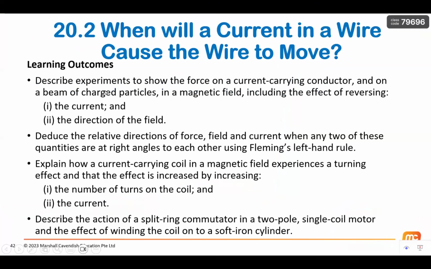Here we are supposed to use Fleming's second rule to deduce the directions of force, field, and current when any two of these quantities are at right angles to each other. We should also be able to describe an experiment to show that a force acts on a current carrying conductor or on a beam of charged particles. When charges move, they form a current, so it's either a current carrying conductor or a beam of charged particles placed in a magnetic field.